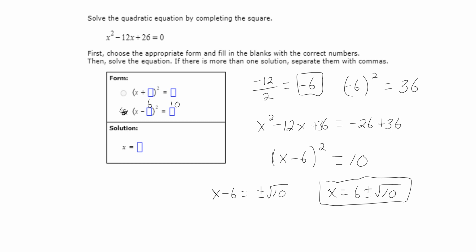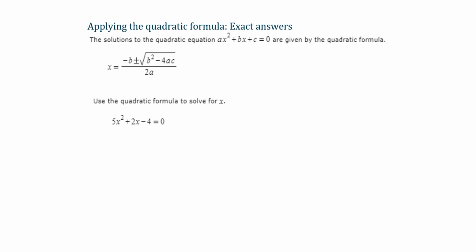All right, next we're going to apply the quadratic formula, exact answers. Okay, that's our next topic here. So when an equation is in the form of a quadratic, ax squared plus bx plus c, we could use the quadratic formula: -b plus or minus the square root of b squared minus 4ac, all over 2a. That's a very common mistake. People just put this part over 2a, the whole thing, big long fraction line all over 2a.